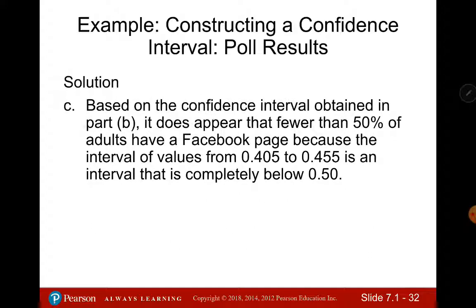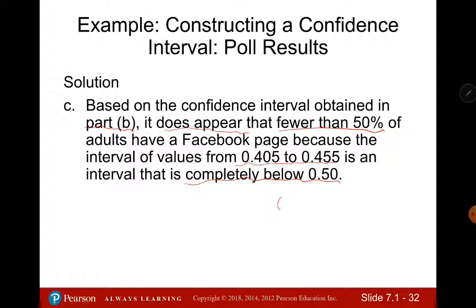So based on the confidence interval we get, the whole interval is completely below 50%. So we could safely conclude it does appear fewer than 50%.